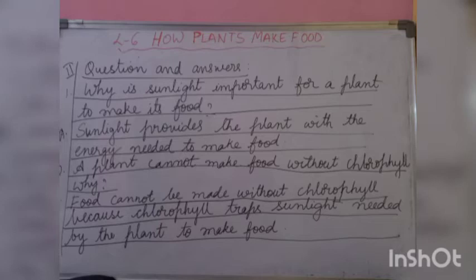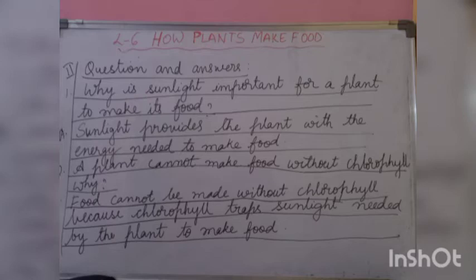Okay, so children, once again we will go through question 1 and question 2. I hope you have finished writing both the questions with a neat handwriting and also avoid spelling mistakes. Okay children, come on, let us start reading them again. Why is sunlight important for a plant to make its food? Sunlight provides the plant with the energy needed to make food.